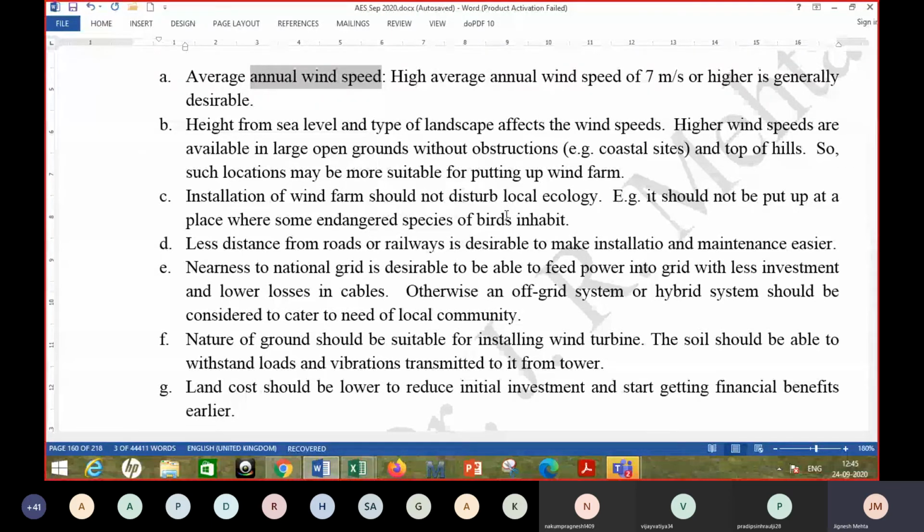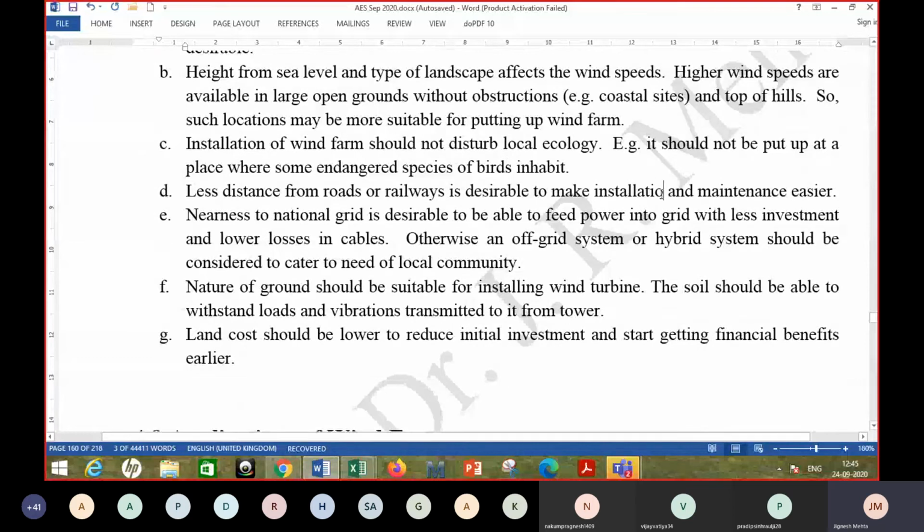Then less distance from roads or railways is desirable for ease of installation and maintenance. And nearness to the national grid is also desirable if you are going to feed it to the grid. The opposite will be the case if you are talking about an off-grid system which will serve the local community only. And a hybrid system, combining it with, many times, solar energy, could be a good idea.